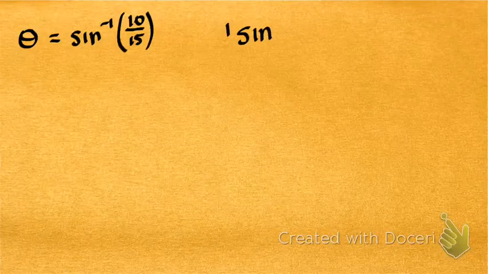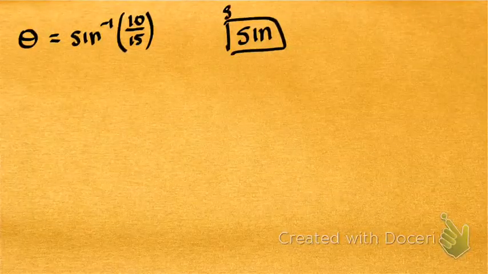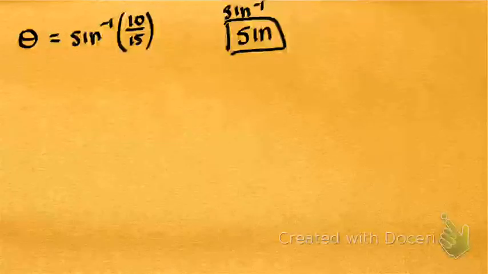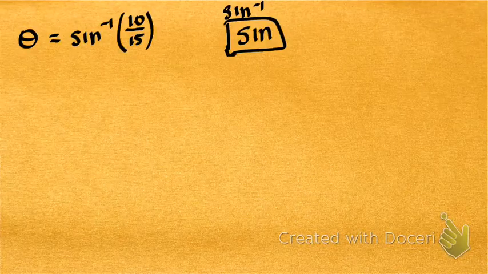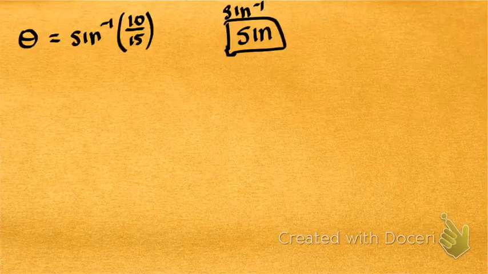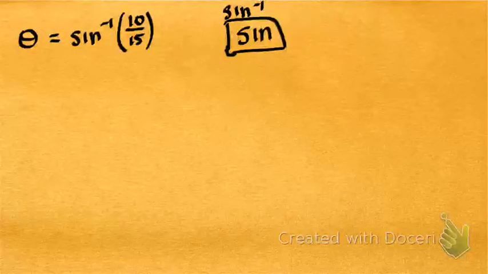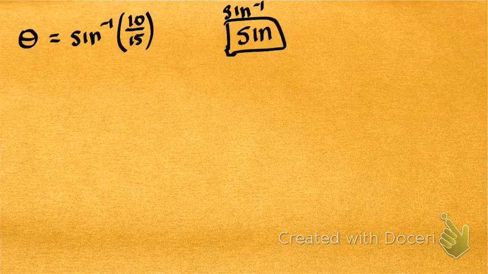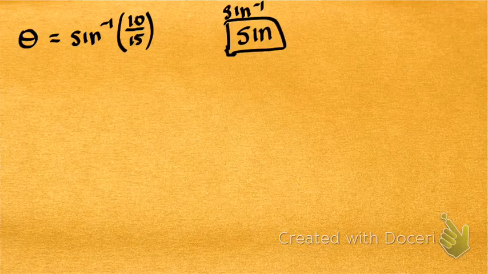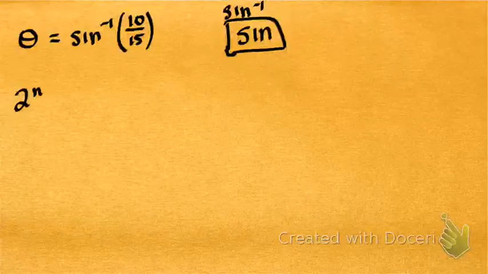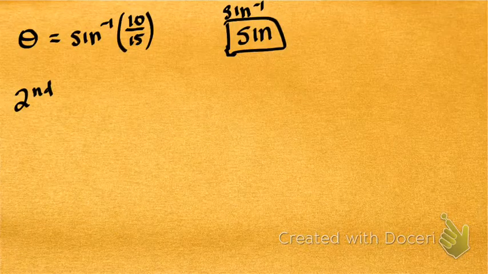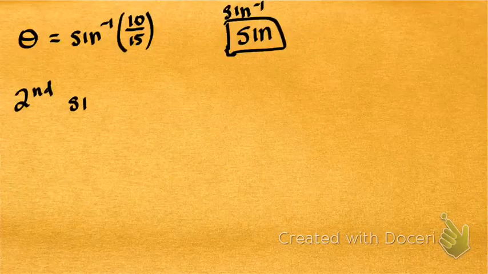Now, it's usually attached to the sine. You have sine as a button, and then above it you have sine inverse. What we're going to do is look for that sine button and then the sine inverse button. Typically, on most calculators, in order to get sine inverse, you have to hit the second button first and then hit the sine button.